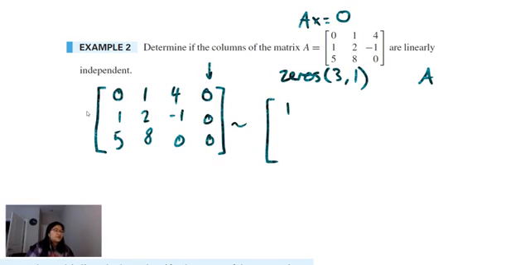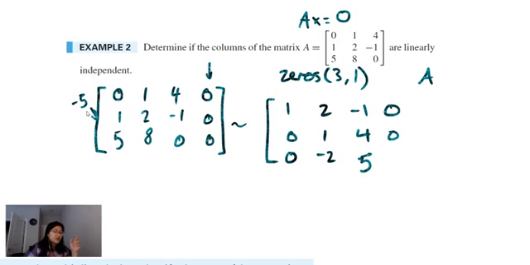Let's swap row 2 and row 1, so 1, 2, negative 1, 0, and 0, 1, 4, 0, and then let's multiply our new row 1 by negative 5, and then add it to row 3, so we get 0, negative 10 plus 8 is negative 2, 0, plus negative 5 is... positive 5 is 5, and then zeros are zeros, okay?